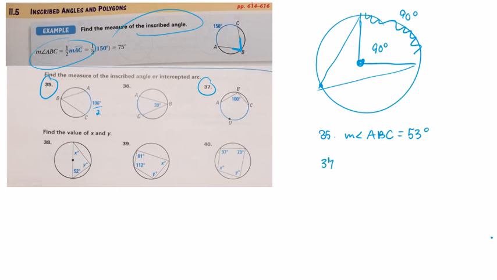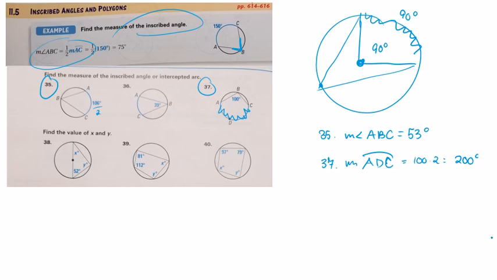And for 37, I'm trying to find the measure of that arc, and so I know the measure of arc ADC, keep in mind your order does matter here, it's going to be twice that, so that is 100 times 2, or 200 degrees.